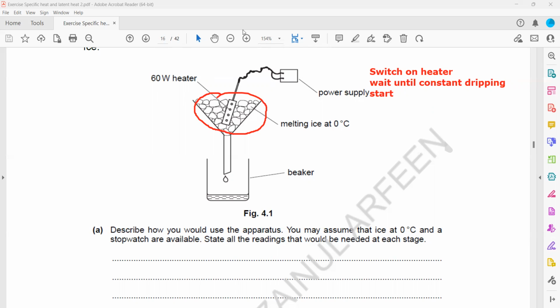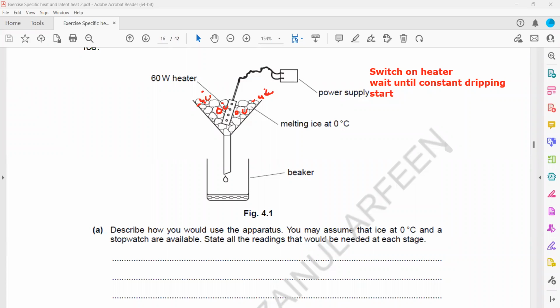Ice is melting even before the constant dripping. The ice is melting, but not all the ice may be at 0 degrees before constant dripping. Once we reach constant dripping, it means that these are ice cubes or crushed ice nearby; the ice near the heater might be at 0, but the ice here might be at -4.